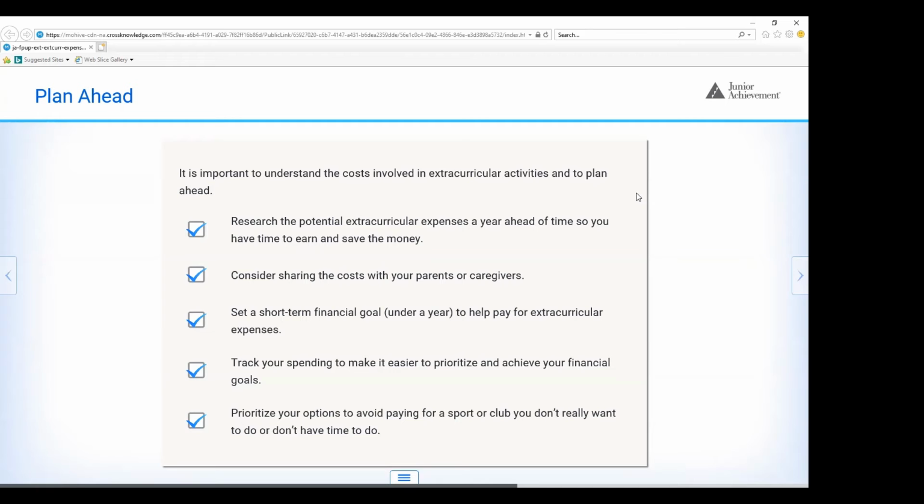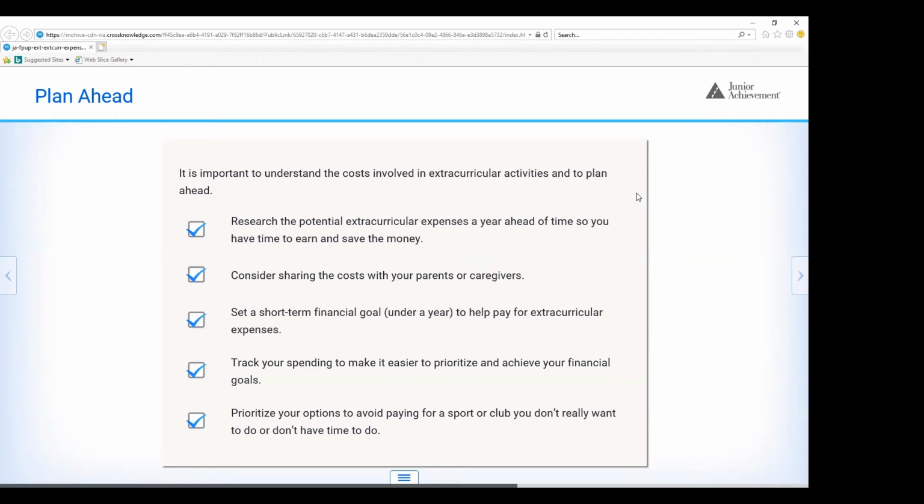Maybe you can consider sharing the costs with your parents or your caregivers. Say to your parents, hey, I would really like to join this club, and there is a bit of cost to it, but maybe if I pay half and you pay half, or maybe they can help you out there a little bit. It's also good to set a short-term financial goal. A couple of months, that could even help. It will help you in the future, I promise. And by setting those goals, it will help you pay for those extracurricular expenses.